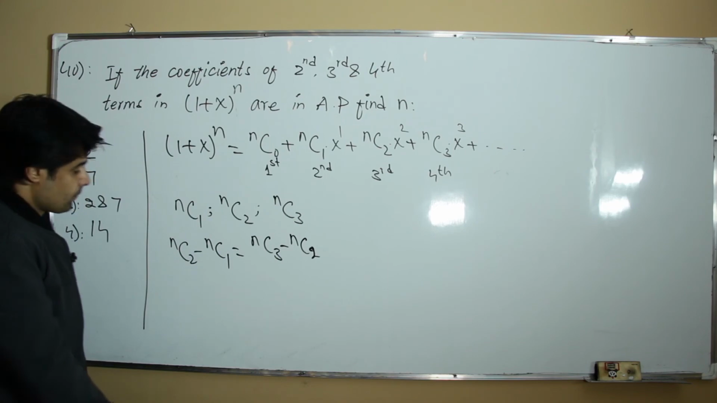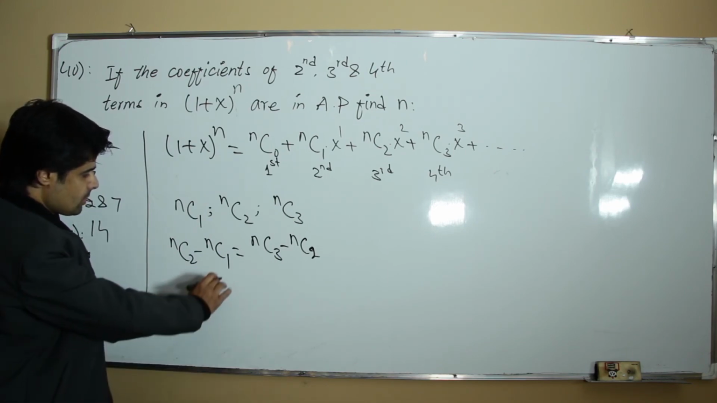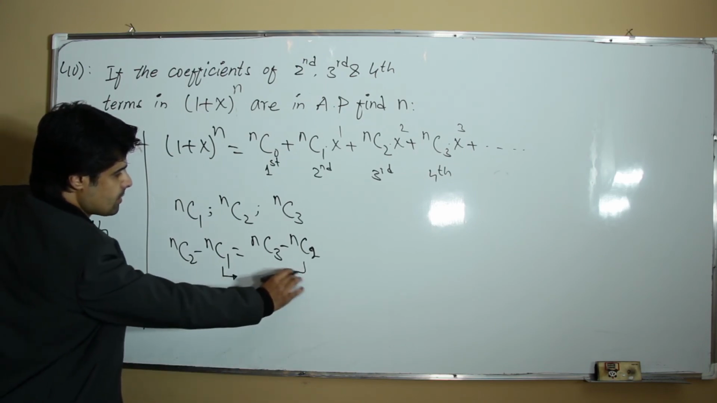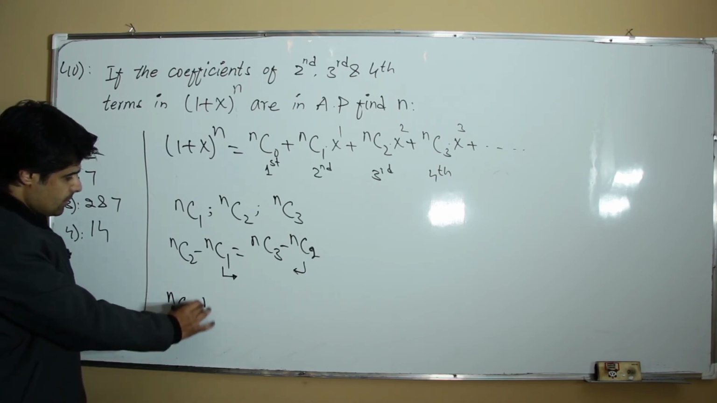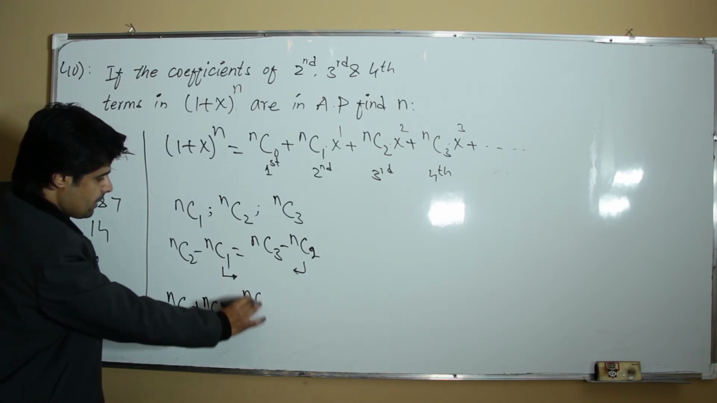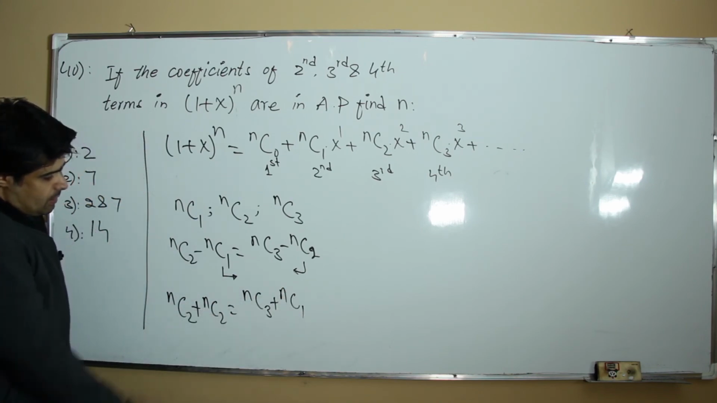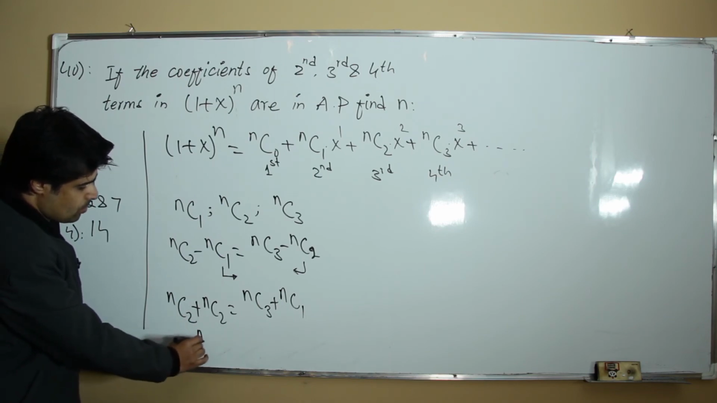Now simplify. First I have to put this minus to the right side and this minus to the left side. We will have nC2 plus nC2, and we have nC3 plus nC1. Yes. Now this one, how many terms do we have? 2. Why? They are like terms.